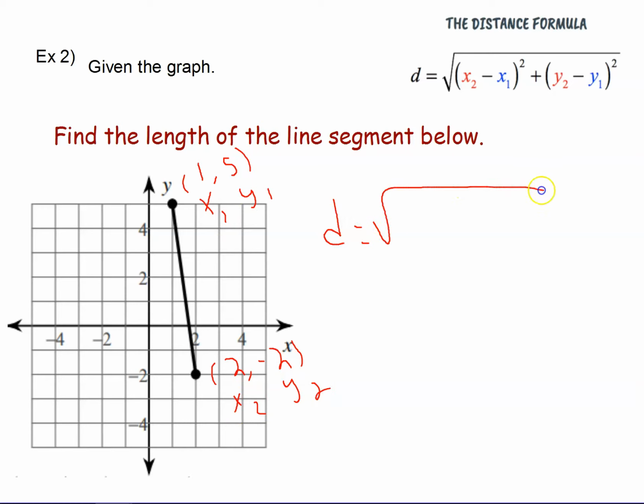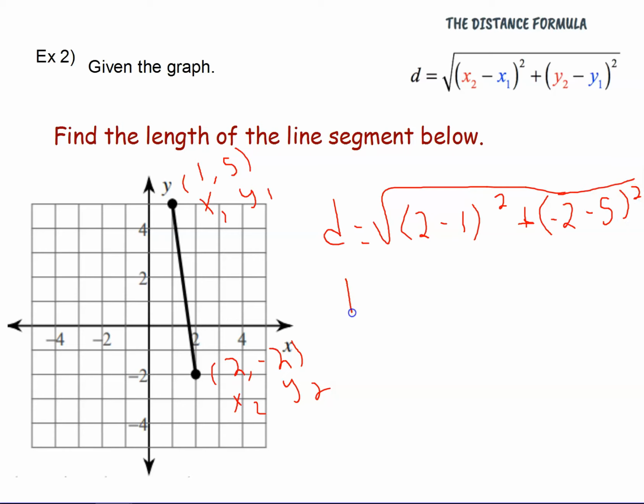So again, order doesn't really matter with the x's because you're going to square it anyways. The only difference you're going to get is the sign, and then again, you're going to square it anyways. But let's go ahead and just follow our formula directly. So you have 2 minus 1 squared plus -2 minus 5. And again, we're squaring that.